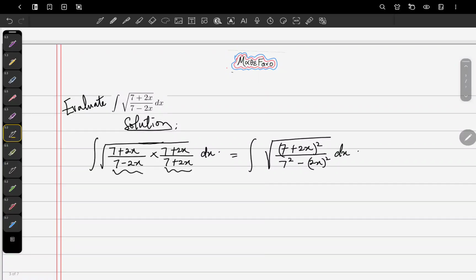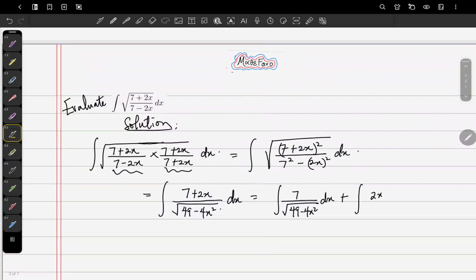With respect to x, and this gives us the integral of, so the numerator just becomes 7 plus 2x, and the denominator becomes the square root of 49 minus 4x squared, with respect to x. And this we can split into the integral of 7 over the square root of 49 minus 4x squared dx, plus the integral of 2x over the square root of 49 minus 4x squared with respect to x.